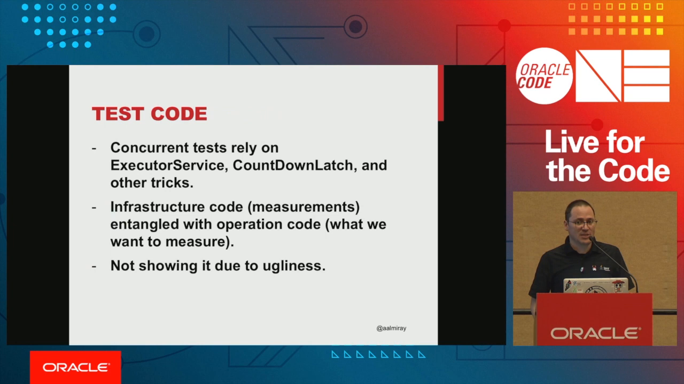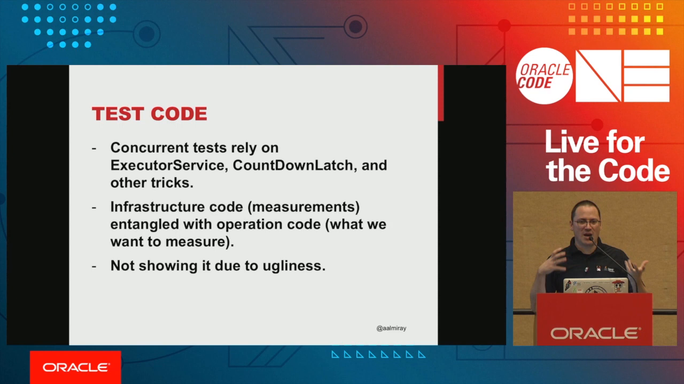The test code is actually quite ugly, so I'm not going to show it, but you can see it on the repository. The concurrent tests relied on using executor service and countdown latch and other tricks that you have to be aware of, with logging. So it starts to grow more beyond that. Just simply, I want to issue a query and get a number out of that.